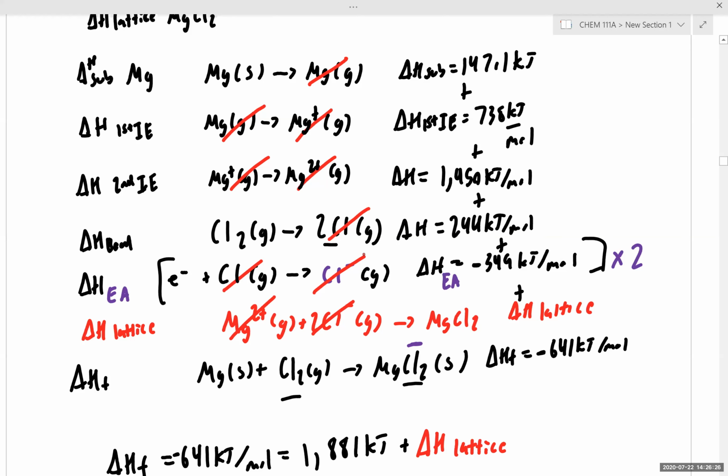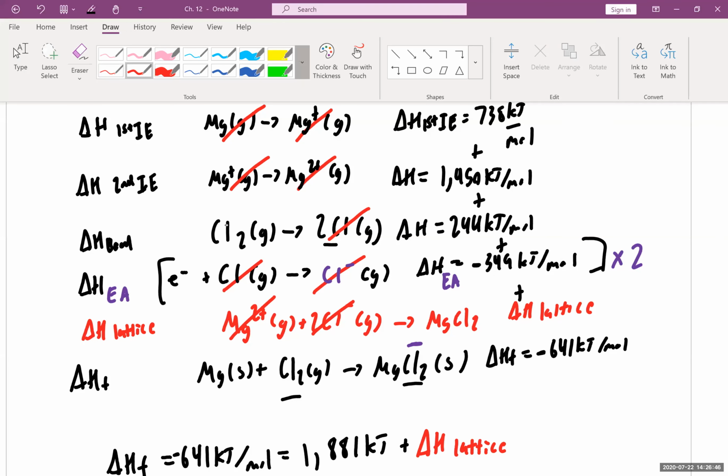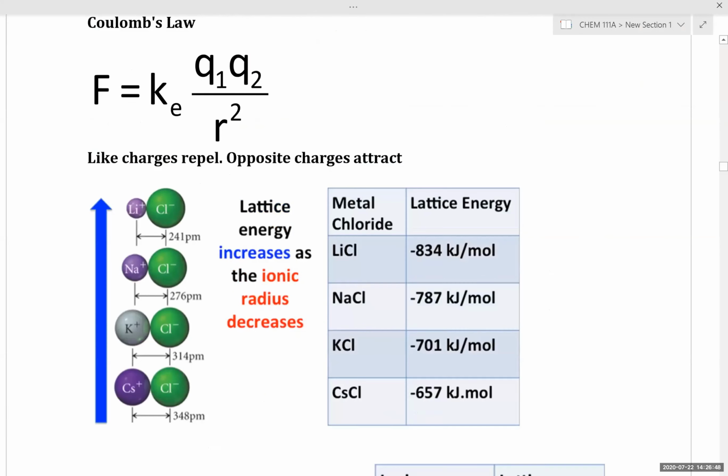The main point here is just the fact that we can solve for our lattice enthalpy once we've combined our equations together and written out a full expression for our enthalpy of formation. Does that make sense? Perfect. So let's now talk about lattice enthalpy and ionic compounds.